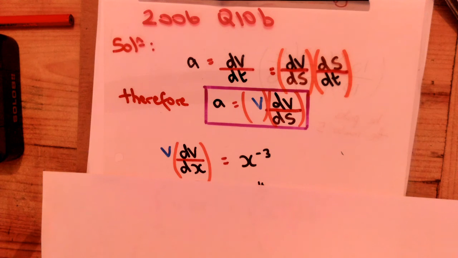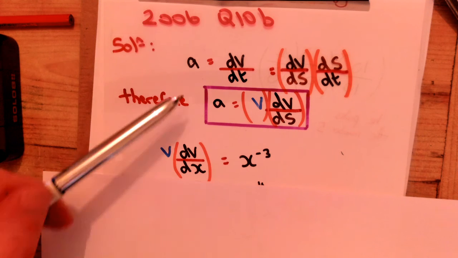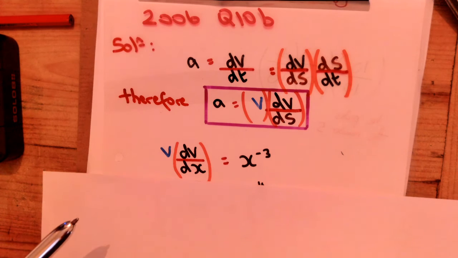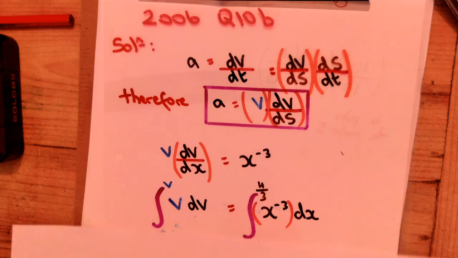And then we're doing the maths. Getting to that stage can be tricky, so as I said, it's practice, practice, practice. Now, calculate the velocity of the particle when x is equal to 4 over 3.